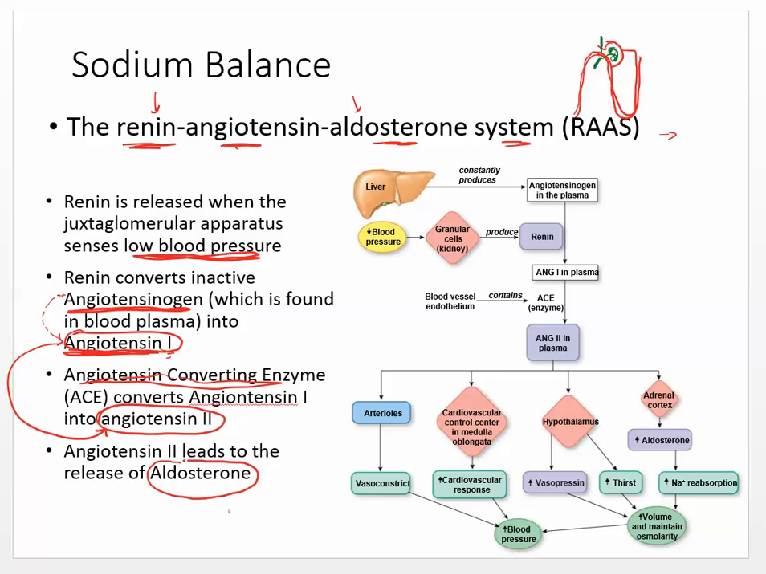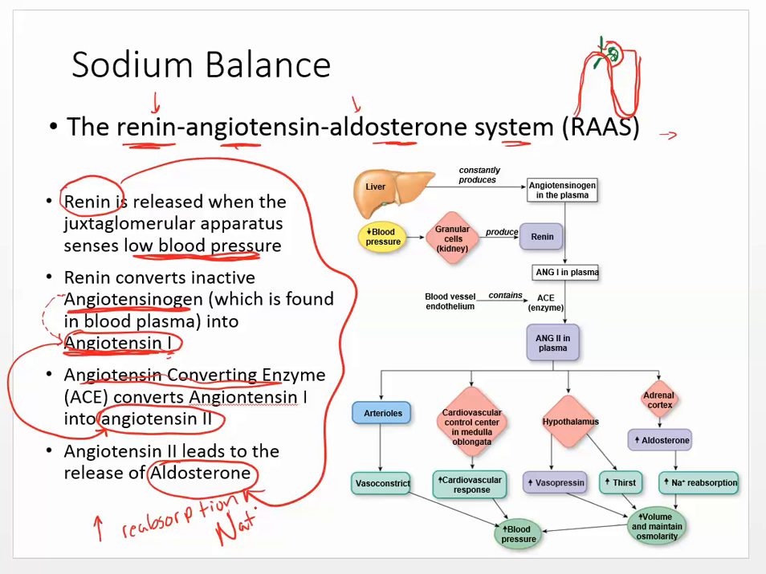This is probably very confusing right now. But think: renin is released by the kidney, and then what does that do? Ultimately, that causes aldosterone to be released. And we just talked about what aldosterone does. It increases reabsorption of what? Sodium. So that means more sodium in the body, which means increased blood pressure.